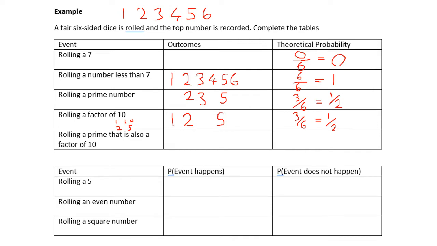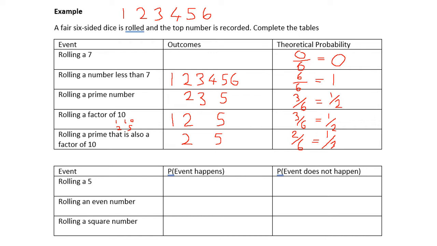Prime numbers: 2, 3, 5. Factors of 10: 1, 2, 5. The only ones that are both are 2 and 5. So the probability of rolling a prime that's also a factor of 10 is just 2 out of 6, and we could simplify that to a third if we wanted to. You'll notice I'm tending not to write these as decimals. I tend to think probabilities work better in fractions.